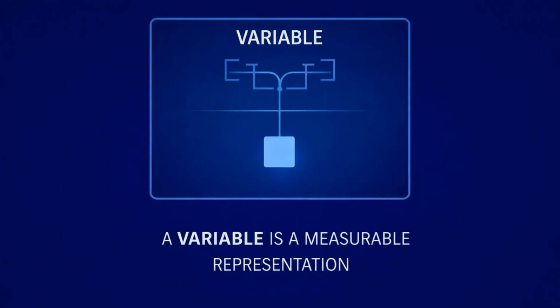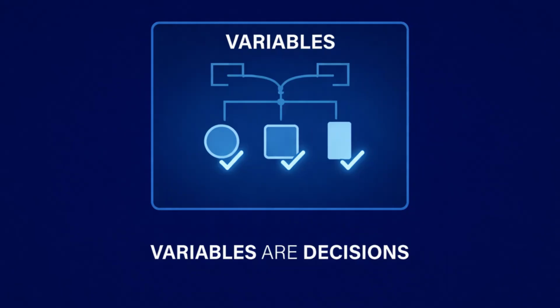Before operationalization, it helps to slow down and restate what a variable actually is. A variable is the measurable representation of a construct. It is not a tool. It is not data yet. It is the specific aspect of a construct you have decided matters enough to examine. Variables are decisions. You choose them because they represent something meaningful about the construct as it has been defined in the literature.